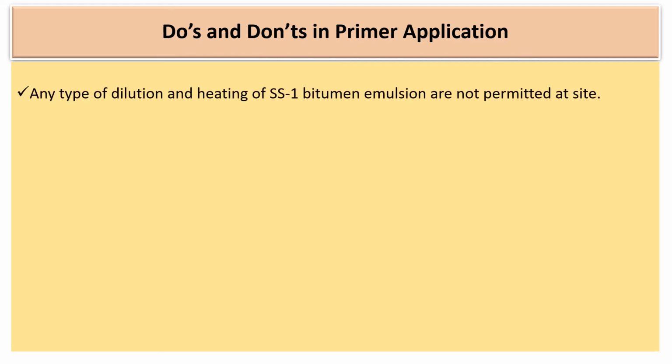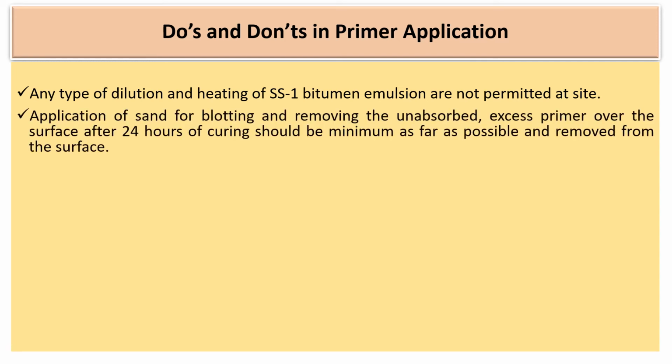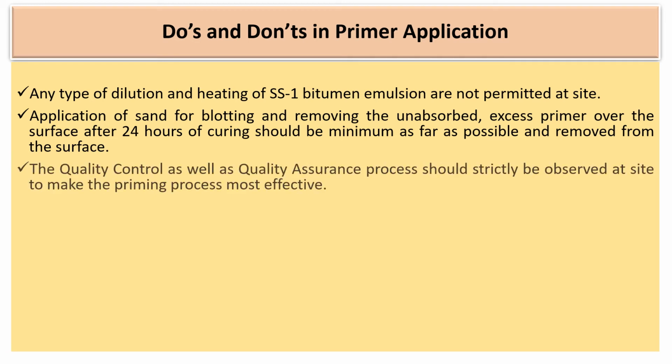Any form of dilution and heating of slow setting types of bitumen emulsion is not permitted at site because the dilution and heating with improper quantity and way may change the characteristic of the original material. Application of sand for blotting and removal of unabsorbed excess primer after 24 hours of curing of primer should be minimum and removed from the surface. All the quality control and quality assurance procedures should be observed at site by the field engineers concerned for making the priming process the most effective one.